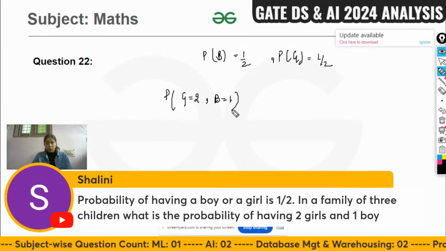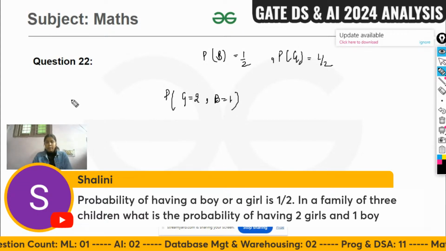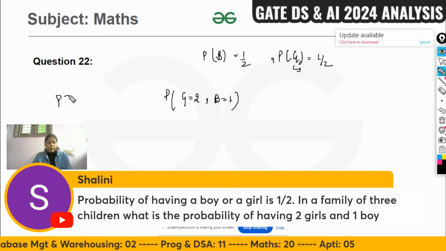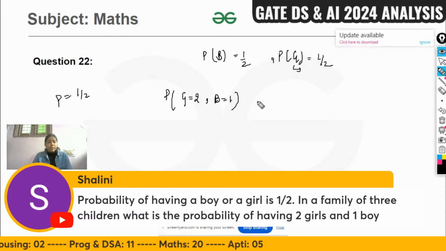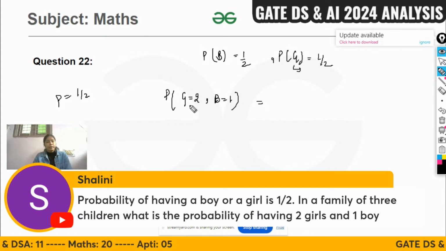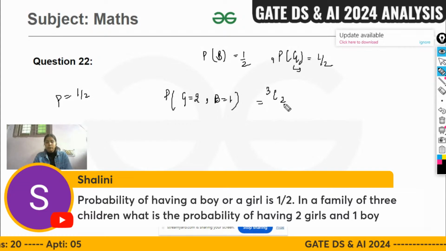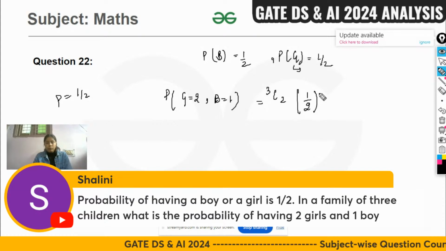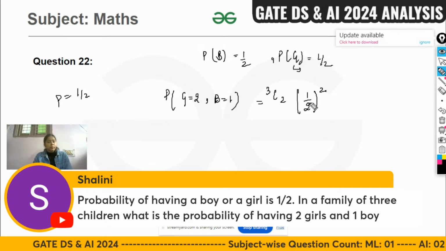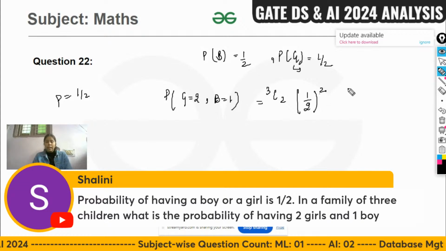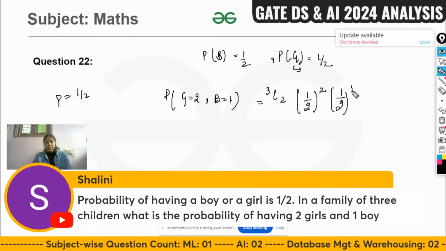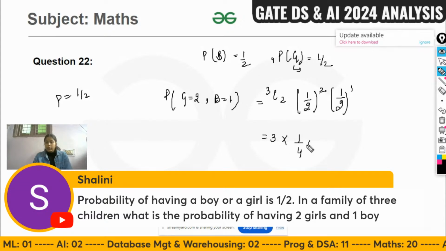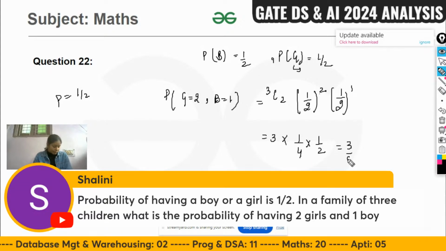Guys, this is a binomial distribution question. Let's suppose the probability of success is having a girl, so P equals 1 by 2. Out of 3 times in total, we have done the experiment 3 times, so 3C2, because we want 2 girls, and we get 1 by 2 to the power 2 for girls and 1 by 2 to the power 1 for the boy. So it becomes 3 into 1 by 4 into 1 by 2, that means 3 by 8. This is simple.